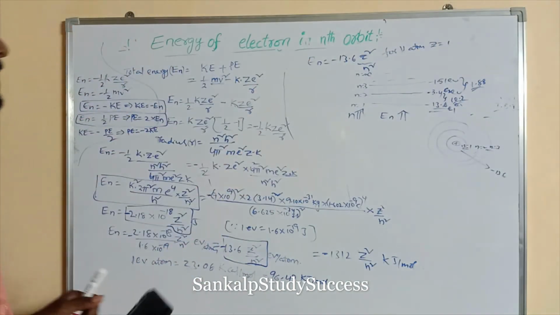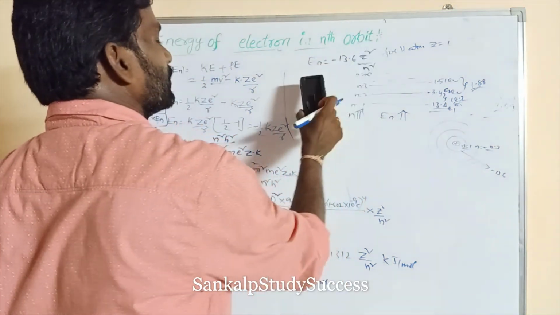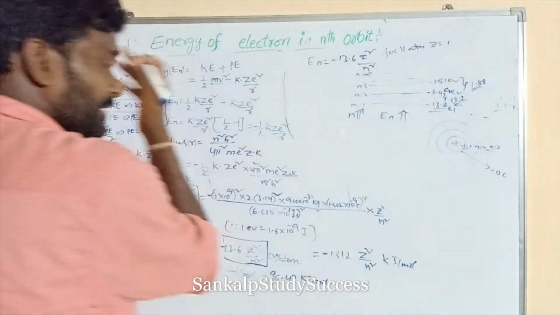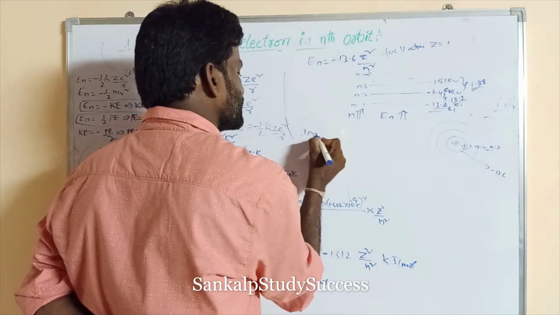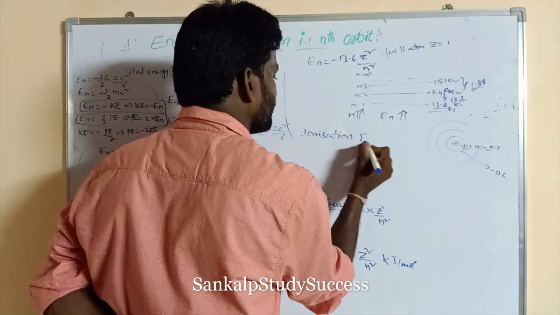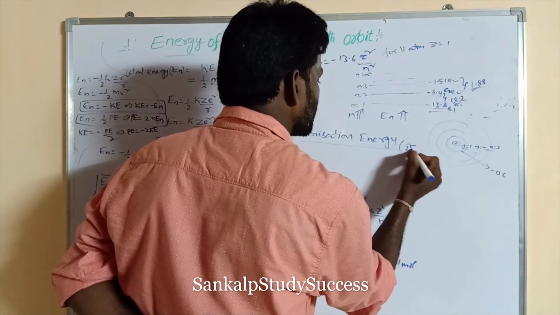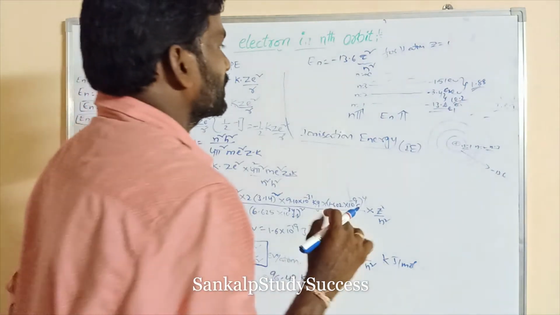This is the relation between the energy of an electron in the nth orbit and the n value, right? Next one, ionization energy is represented by IE.